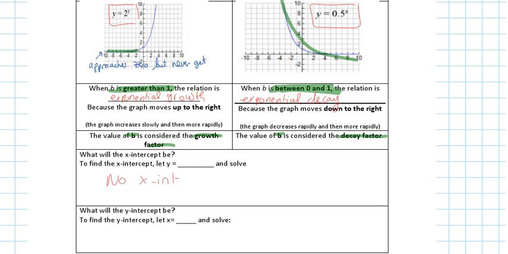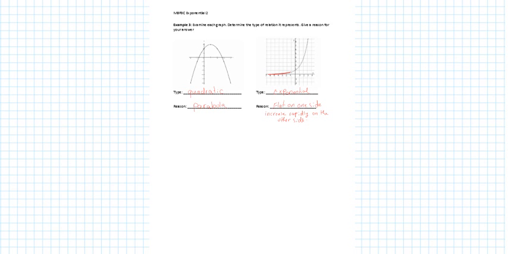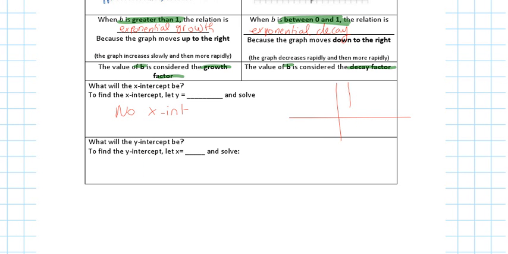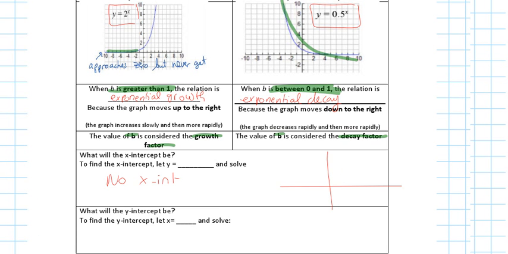If this is my graph, and it's decreasing or increasing, what am I looking for? If it's decreasing, you can see it's going to get close to that line but never touch it, so I have no x-intercept. And even if I have something that's going up, you're going to see that it's going to be close to the x-axis, but it's never going to reach it.